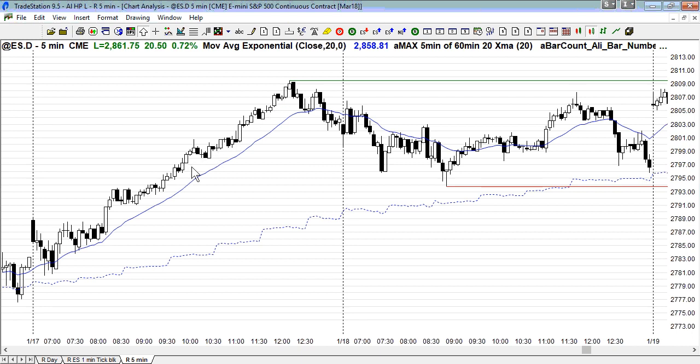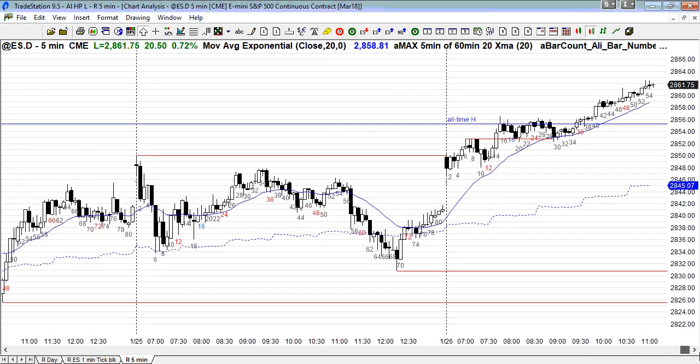I think this day was stronger than today. Today's strong as well, but this I think was stronger. Less hesitation, more bull bars. This has more dojis, more bear bars, so it's not as strong.